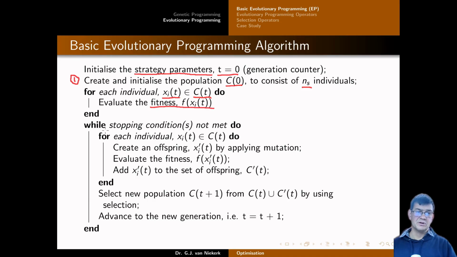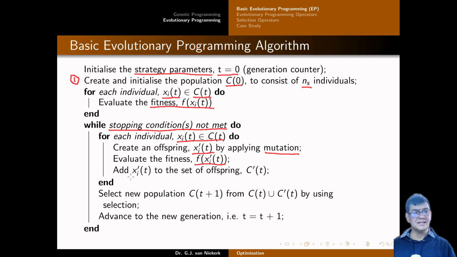Then, of course, the next part is where we actually iterate. So while some stopping condition is not met, so this could be until a solution is found, or the fitness doesn't increase any longer, whatever that might be, you keep on going. For each individual, again, this is an iterator that iterates through the entire population, we create an offspring, x_i prime, by applying mutation. So we take this individual, x_i(t), and then we create an offspring, x_i prime. Then of course we evaluate the fitness of that individual. So now we know how fit that new child is.